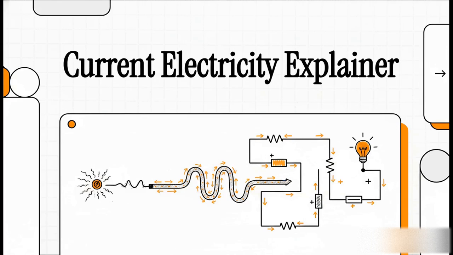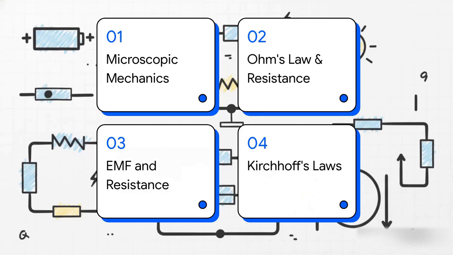Welcome to the Explainer. Today, we're taking a seriously high-energy, absolutely fascinating journey through the world of current electricity. We are going to break down everything from the incredibly chaotic life of a single electron all the way up to mapping out massive, multi-loop electrical circuits. So, if you're looking for a direct, clear understanding without any of the unnecessary fluff, you're in exactly the right place. Let's get started. Here's our micro to macro roadmap for today.